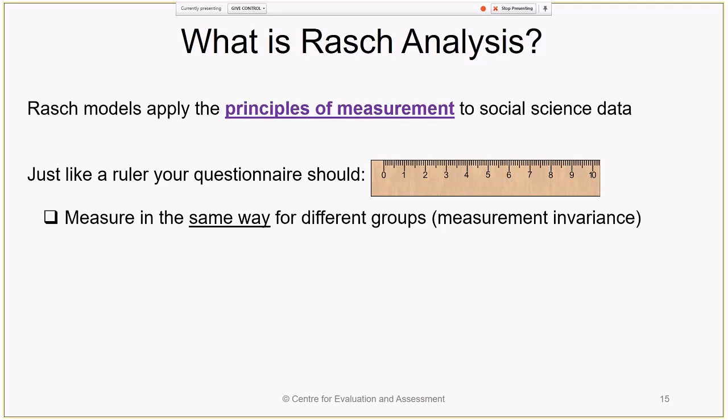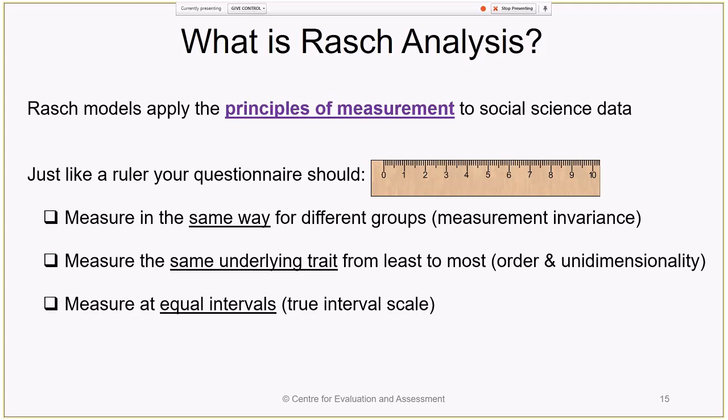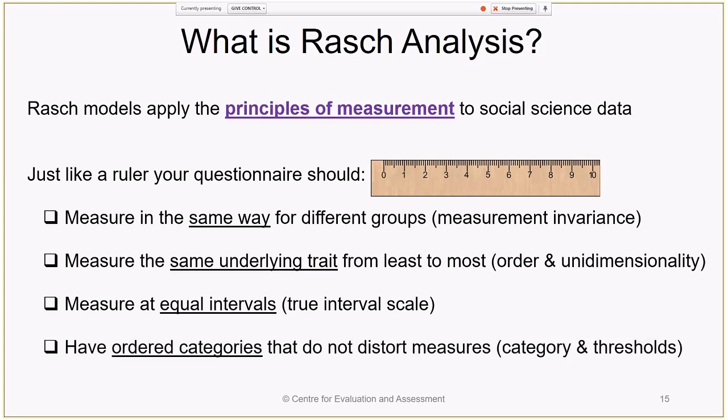So you want measurement invariance. You don't want bias in your instrument, for example. Maybe you translated the questionnaire, and now people in a different language group don't understand the question because you had translation bias. You want to measure the same underlying trait from least to most. So you want order and unidimensionality. You want to measure at equal intervals. So that's a true interval scale. And you want to have ordered categories that don't distort your measures or category thresholds.